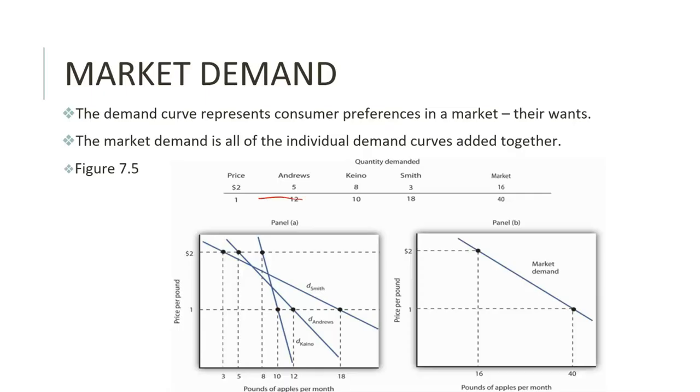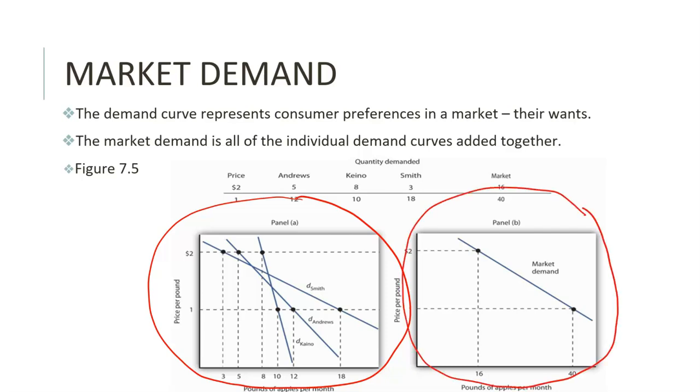And you'll see on panel A, the graph on the left shows you 3 different individual demand curves. So it shows you the demand for Andrews, the demand for Kano, and the demand for Smith. The market demand is panel B, the graph on the right, and this combines all 3 of those demand curves into one market demand. And we're going to do this horizontally.